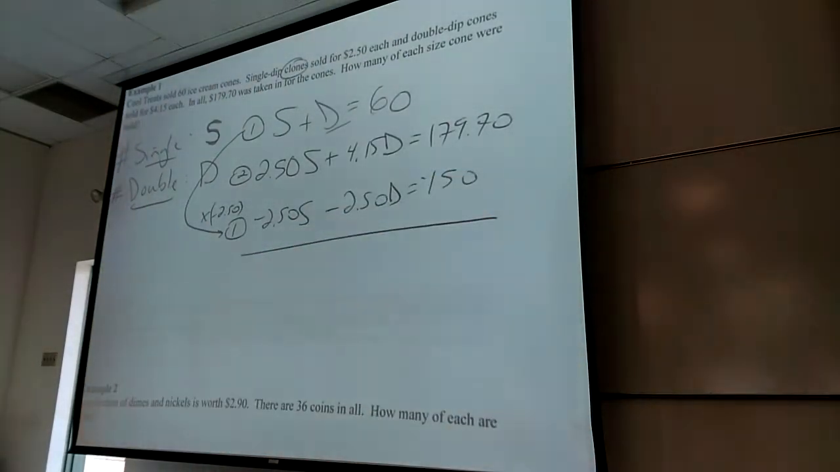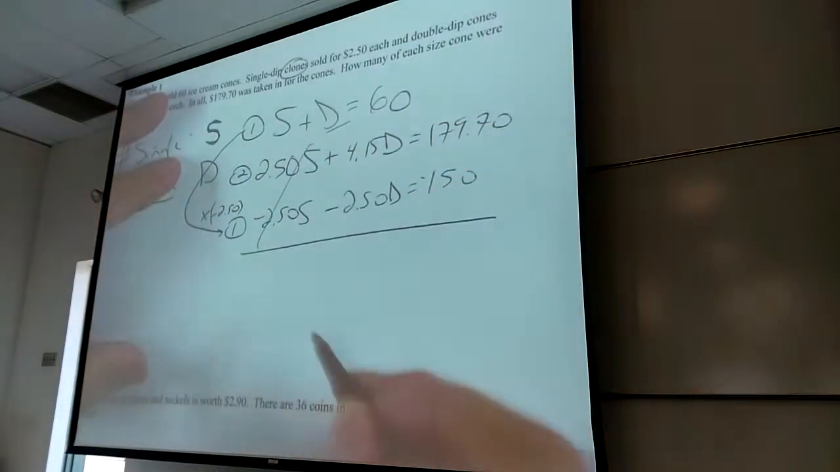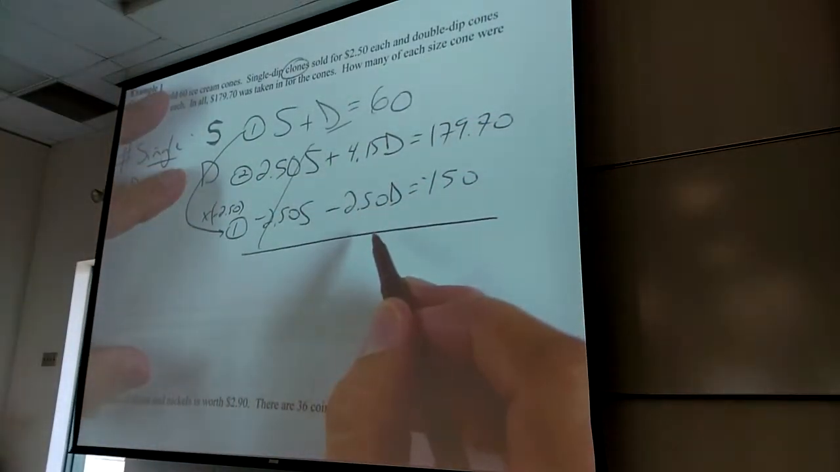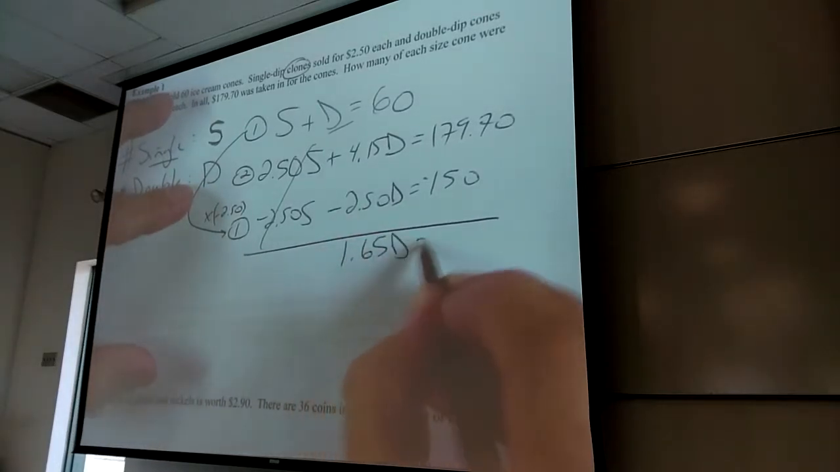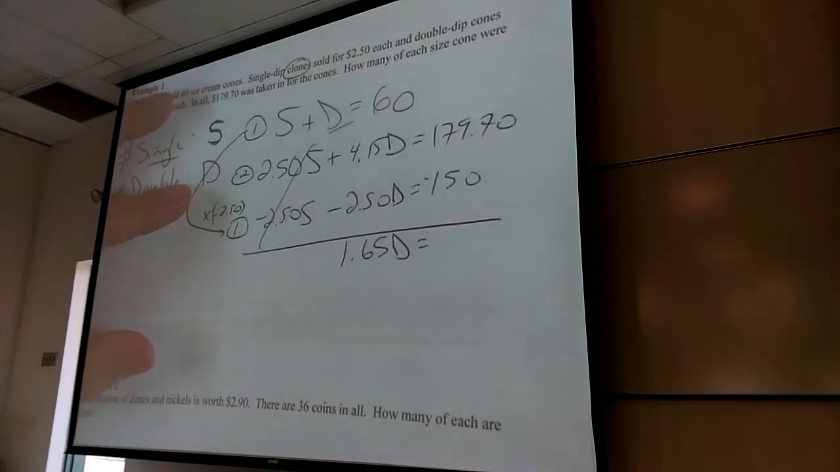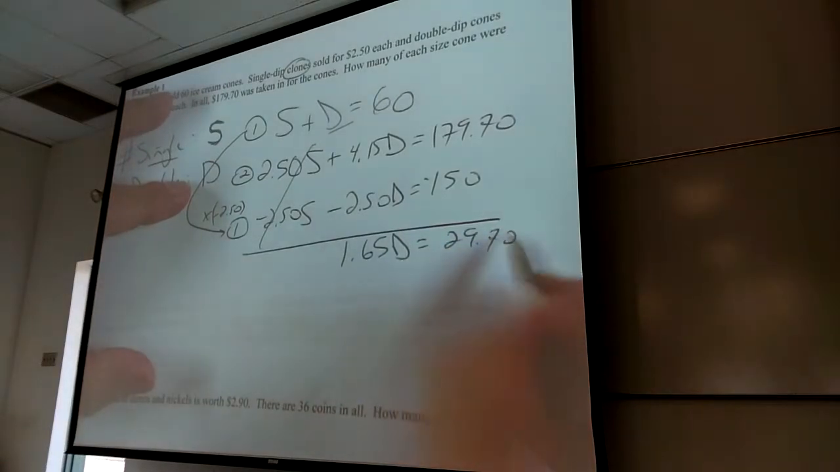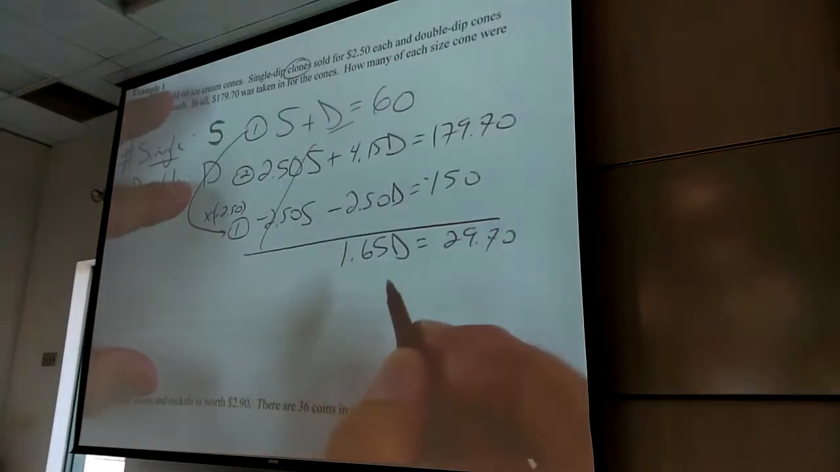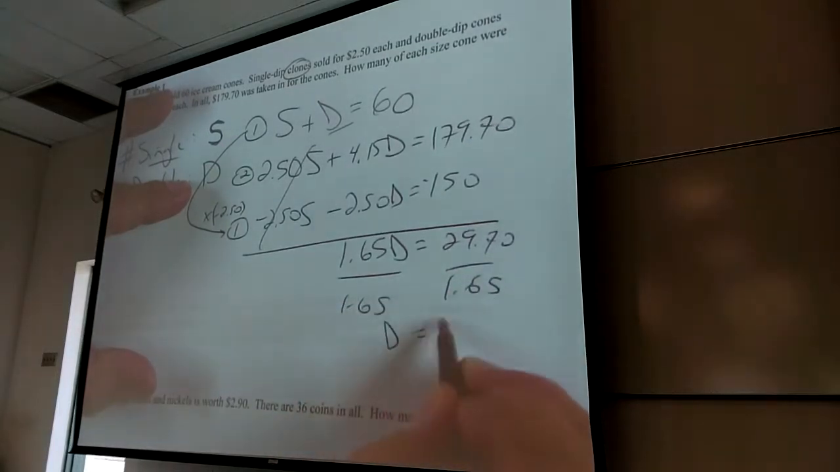All right. Is everybody with me so far? So obviously with word problems, there's 2 levels. There's number 1, can you set up the equation or equations? And then number 2, can you solve the damn things? So when you put these together, bam, what's 415 minus 250? Yeah, 165. And that equals, what's 179.70 minus 150? 29.70. And then you do a little prayer. Does 1.65 go into 29.70? Thank God.